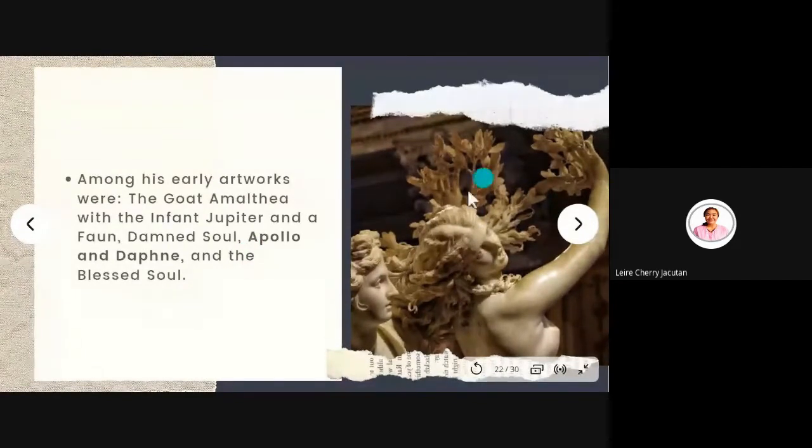So ito yon. Ito yung Apollo and Daphne. Tingnan nyo na lang siya sa Google para makita nyo yung isang buong itsura niya, yung isang buong structure niya. Pero ito na lang yung hinighlight ko dun sa buong sculpture na yan ng Apollo and Daphne. As you can see, di ba, there is a sense of movement even dun sa buhok niya.